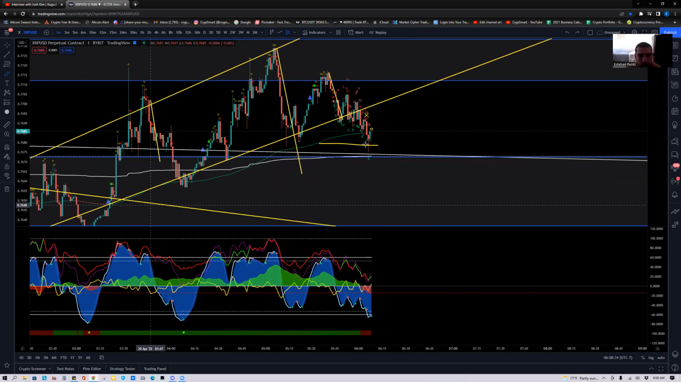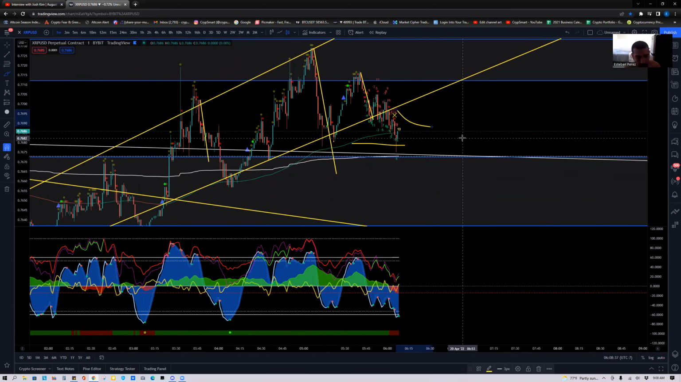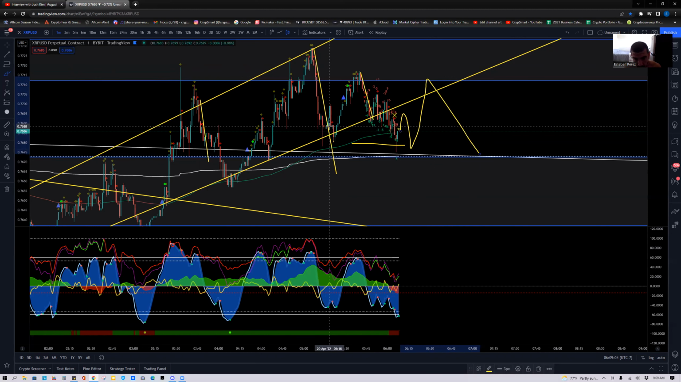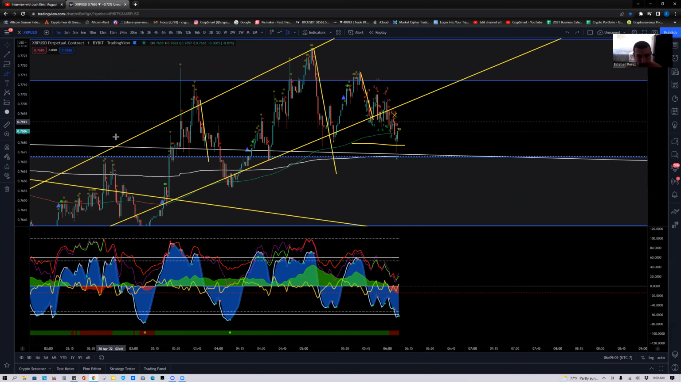Price is getting exhausted here. That is a strong wick, though. I'm not going to lie. This is the next movement we can get: it goes up, breaks over here, goes back down, just like how I did here. Could be the next move here, okay, guys?